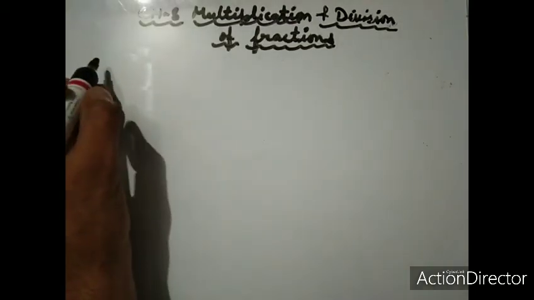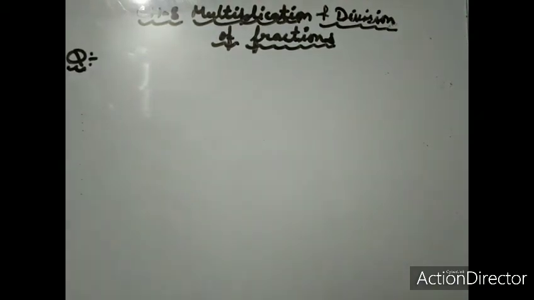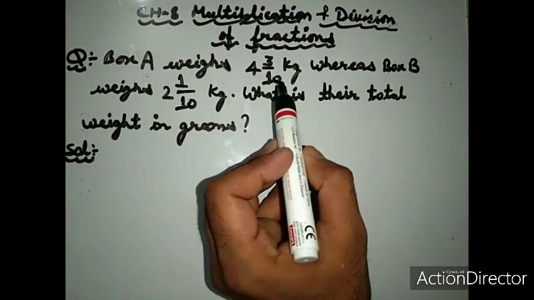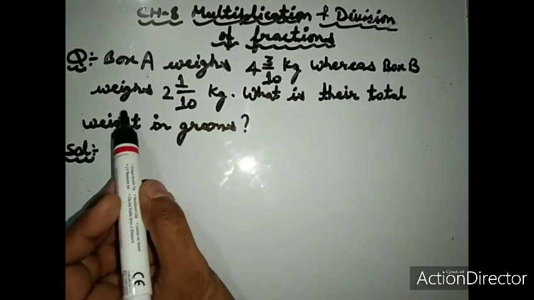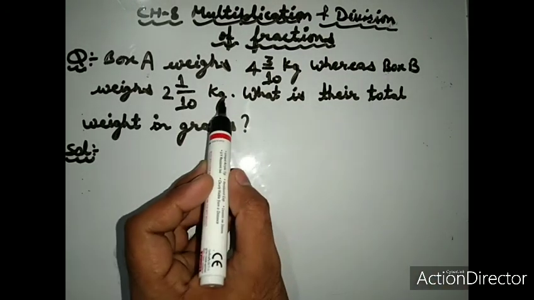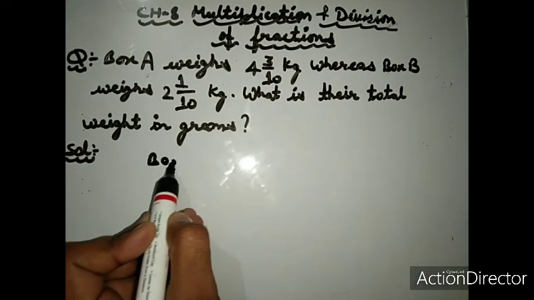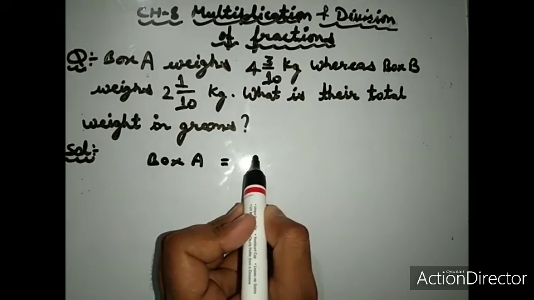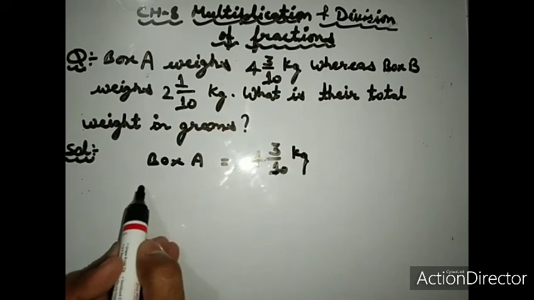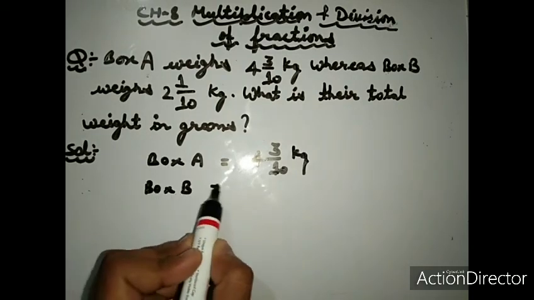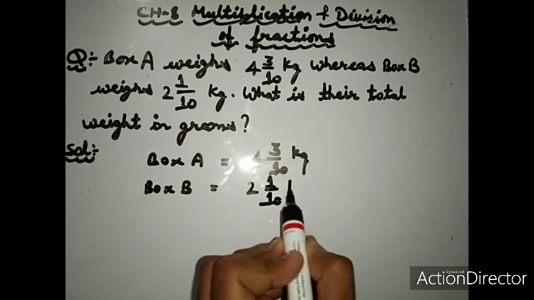Right, now here I take another question related to addition of fractions. Now here the question is: box A weight is 4 whole 3 upon 10 kilogram, whereas box B weight is 2 whole 1 upon 10 kilogram. What is their total weight in grams? So here we write box A weight equal to 4 whole 3 upon 10 kilogram, and box B weight is equal to 2 whole 1 upon 10 kilogram.